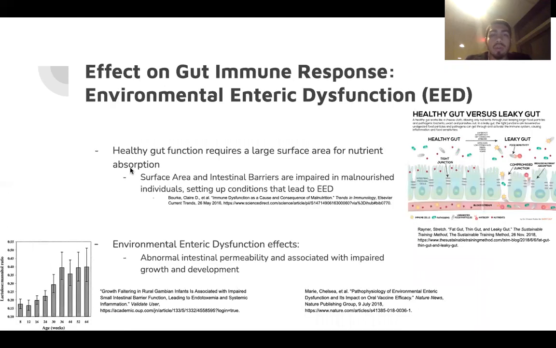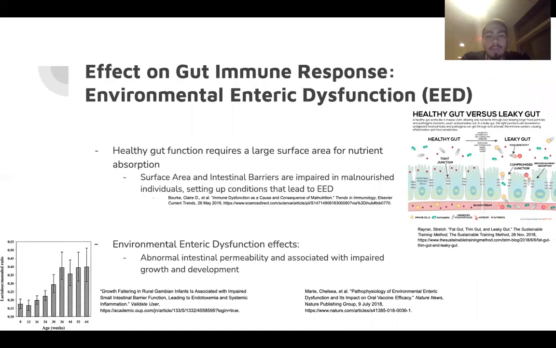So going over to the effects on gut immune response. Again, like I said, we're done with the twofold analysis, and now we're going to go over, in general, what this has to do with gut immunity. So here we have, again, a diagram about healthy gut function and leaky gut function. Again, it's that barrier concept, or conceptual idea. And so we're going to go over how healthy gut function requires a large surface area for nutrient absorption. And what actually ends up happening is that in malnourished individuals, this is severely impaired. So that sets up conditions that are primed to lead to EED, right?